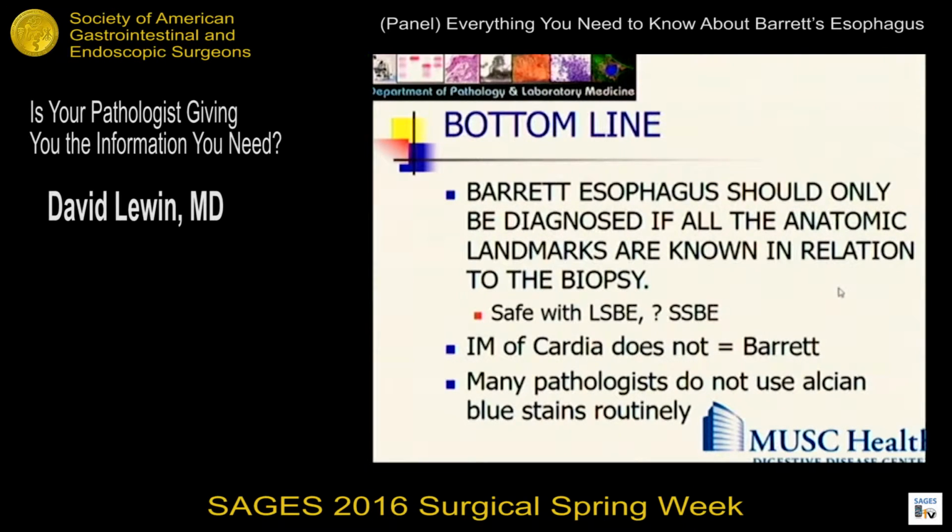So the bottom line from a pathologist standpoint is that a diagnosis of Barrett esophagus should only be made on a pathology report if you know where all the anatomic landmarks are and where that biopsy is with respect to them. You're pretty safe with long segment Barrett's. When you start getting into short segment and ultra short segment Barrett's, it's a little bit more difficult. At least today, intestinal metaplasia of the cardia is not Barrett, at least definitionally. And as I said, many pathologists are no longer using the Alcian blue stain to make a diagnosis of Barrett.